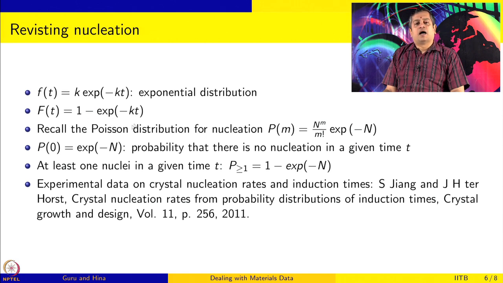Just to remind you, in the nucleation problem, we showed that it is a Poisson distribution, p of m. For m nuclei to form, we said that it is n power m by m factorial exponential minus n. So, if you calculate p of 0, that is the probability that there is no nucleation in a given time t, remember the t was part of this n, then you get exponential minus n. And if you ask for at least one nucleus to have formed in time t, that will be given by 1 minus exponential minus n. So, you can see that experimental data on crystal nucleation rates and induction times, for example, follow this distribution, which is the exponential distribution.